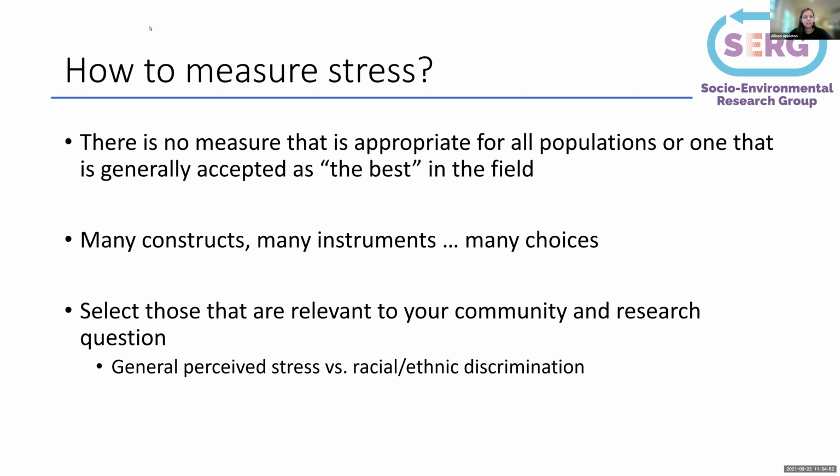So what I would advise is select the construct that is most relevant to your community and your research question. You might be interested to learn more about general perceived stress, or maybe through discussions with your community group or with your research team, you realize that getting information on racial and ethnic discrimination experiences in your population is the most important thing to do. So this, what to focus on and what to measure, that first question really needs to be answered within your research team and your community group. And then your choices for questionnaires and biomarkers, et cetera, can follow.